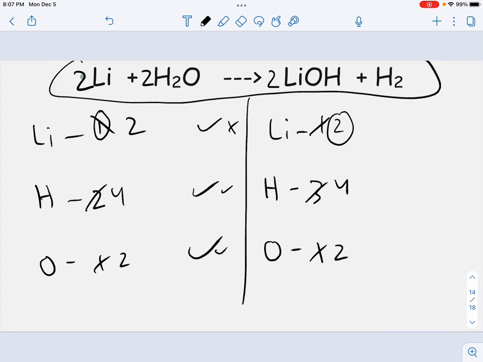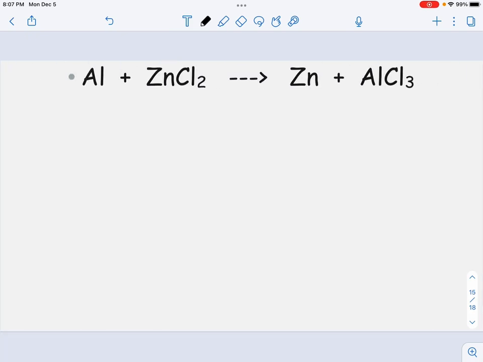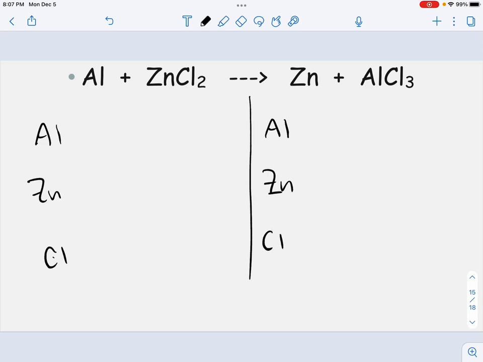Make sure that you write that down, and I apologize for kind of goofing up on the first part of this. All right, so let's move on to the next one. We have aluminum plus zinc chloride produces zinc plus aluminum chloride. Let's go ahead and account for all the elements and the number of atoms of each one. So we have aluminum, zinc, and chloride.